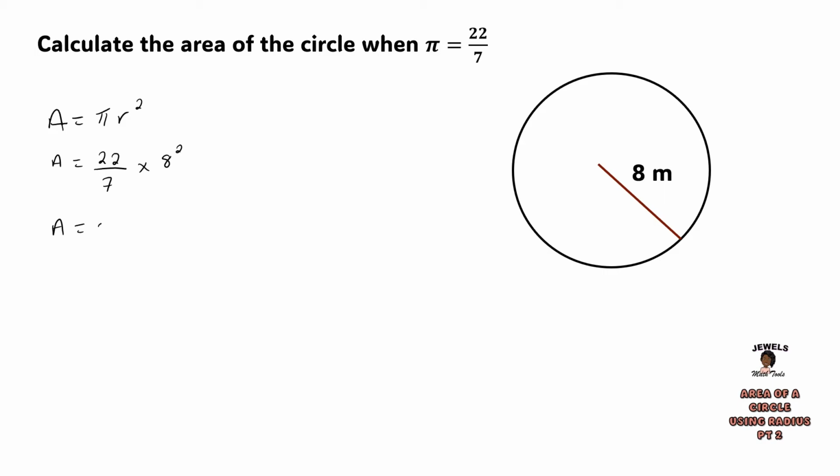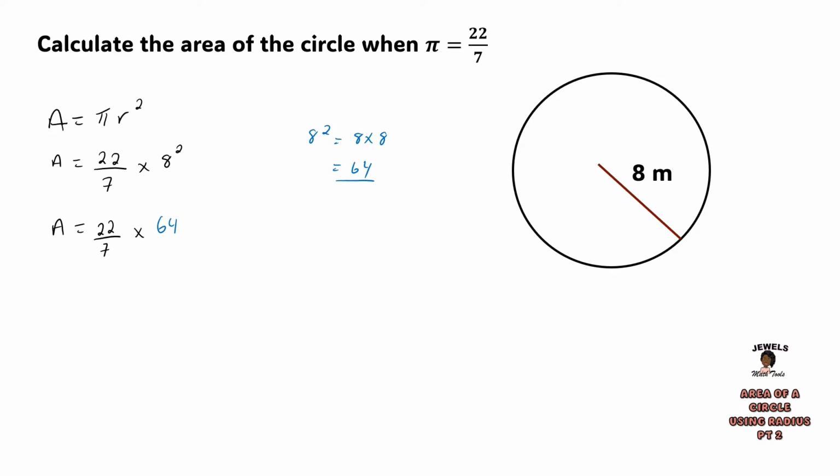So remember that when we have 8 being squared, that means that we are multiplying 8 times itself. And we know that with multiplying 8 squared, that means that 8 is being multiplied to 8, which is equal to 64. So our 8 squared is 64.